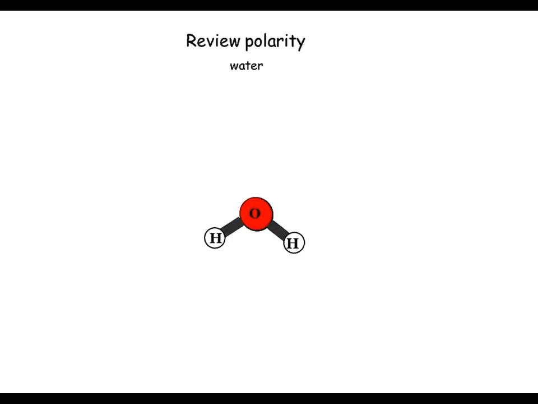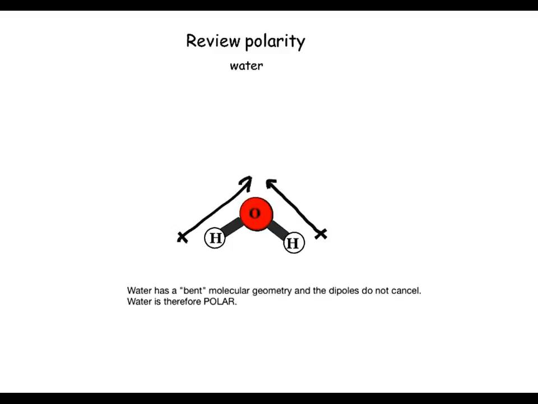Finally, let's look at water. Water has an oxygen-hydrogen bond that is polar because oxygen is more electronegative. So we're going to draw the arrows toward oxygen. Now in this case, water has a bent geometry. So these dipoles do not cancel, and the molecule itself is therefore polar. And this has a dramatic effect on its properties.